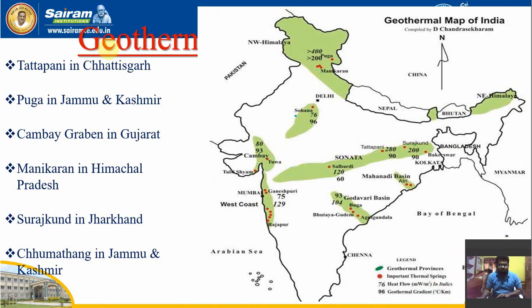Geothermal energy hotspots in India are something like this. They are present in Chhattisgarh, Jammu and Kashmir, Puga in Jammu and Kashmir, Gujarat, Himachal Pradesh, Surathkal, and Surajkund in Jharkhand. And in Jammu and Kashmir, there are many places for geothermal power plants to exist in India.